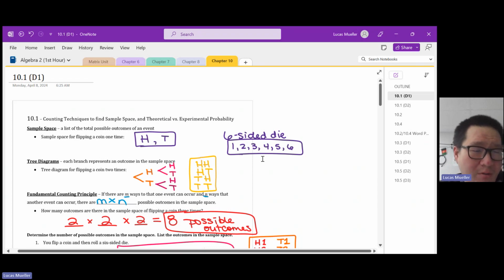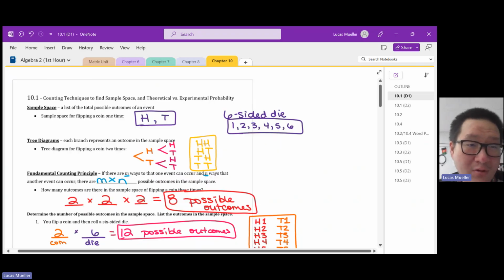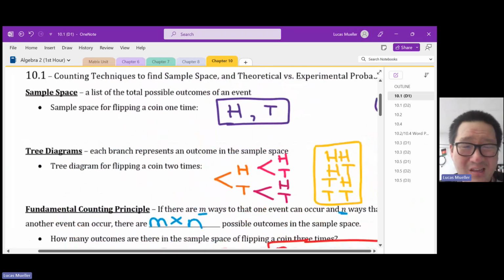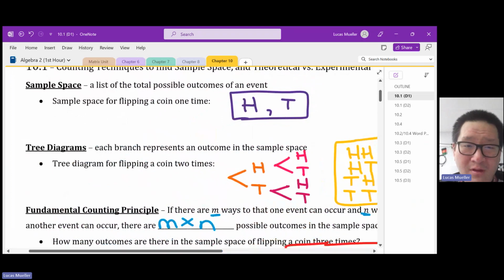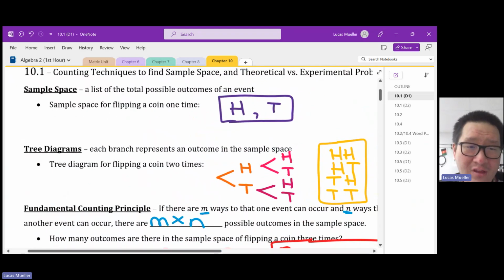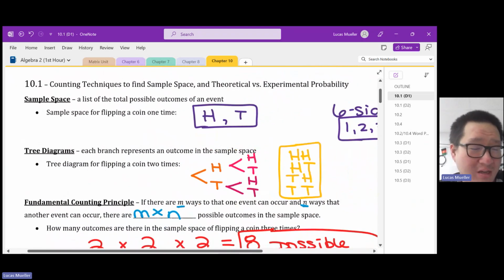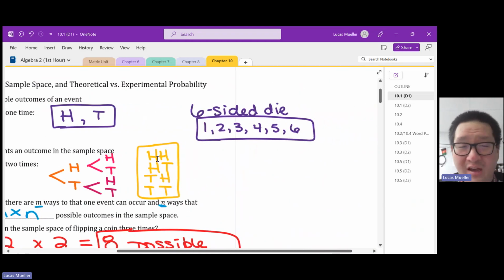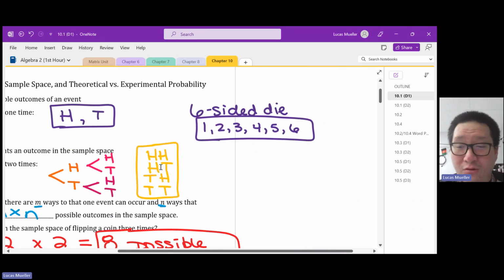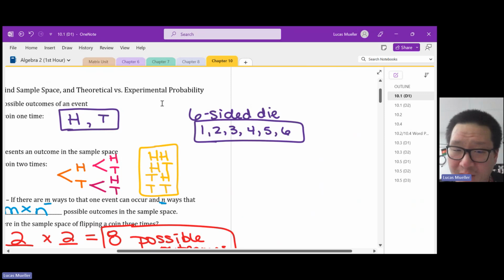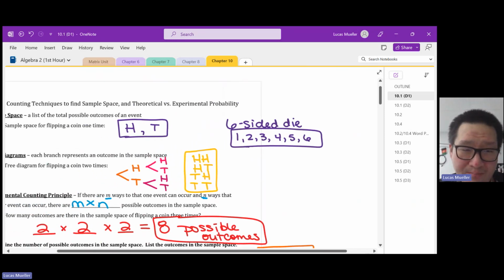So 10-1, we are starting probability. This is day 1 content. So we're talking about sample spaces, and that's going to be the list of total possible outcomes of an event. So for example, if we flip a coin one time, we can get either a head side or a tail side. And so your sample space would be 2 possible outcomes. And if you roll a 6-sided die, we can roll a 1, 2, 3, 4, 5, or 6. And that would be 6 possible options for your sample space.